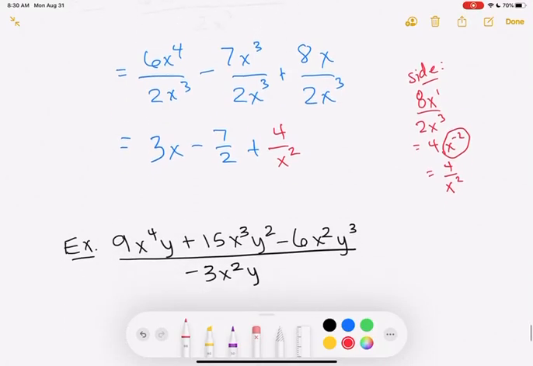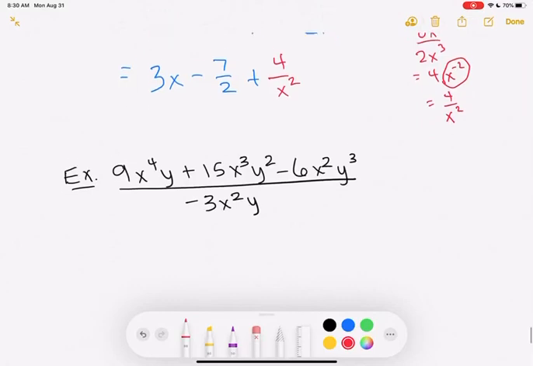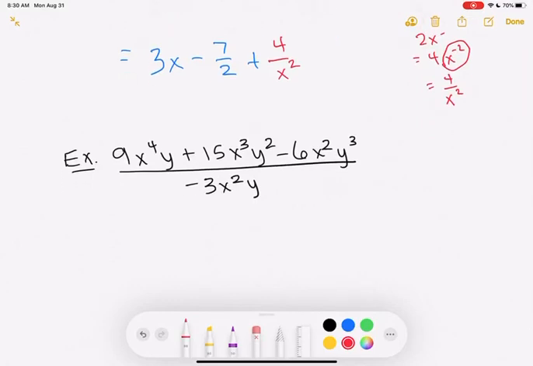All right, so one more. So we're going to try this one. And then I'm going to show you one other little thing on how you can check your work. And then we'll be out of here for the day. So I have 9x to the 4th times y plus 15x cubed y squared minus 6x squared y cubed all over a negative 3x squared y. So go ahead and break that apart, simplify, and this answer should look a little bit nicer than the last one. Give it a try.